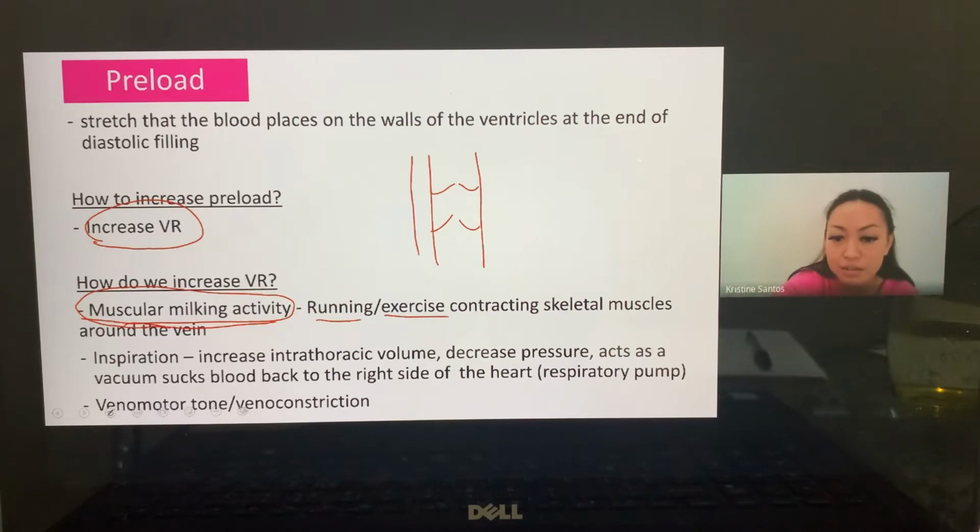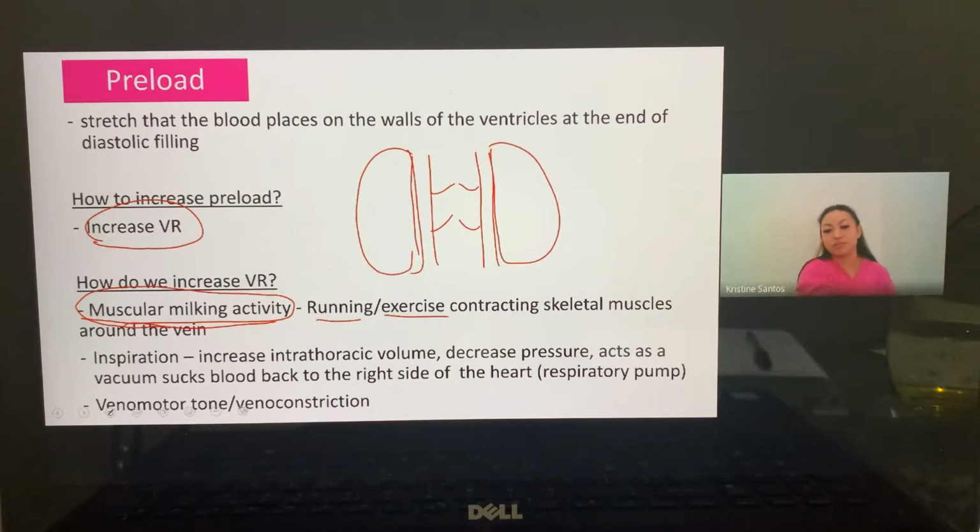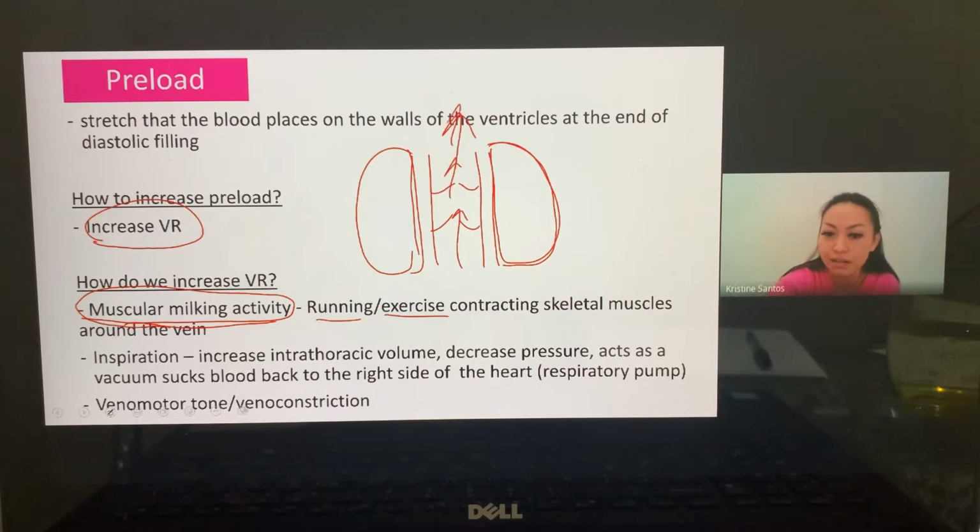And around those veins, we have skeletal muscles. Just imagine they're skeletal muscles. I'm terrible at drawing. So when we walk, imagine this is your calf muscle, or when you're doing calf raises at the gym. What happens is when they contract, when you move, they help propel the blood back up to the heart. So they contract, and they help propagate blood back to the right side of the heart.